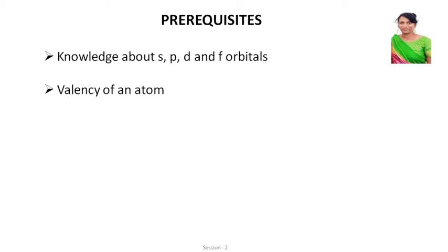What is the valency of an atom? Valency of an atom is its combining tendency: how many electrons it can lose or how many electrons it can gain in order to form a bond. That is its valency.